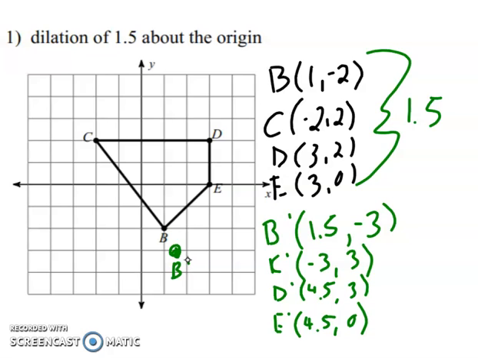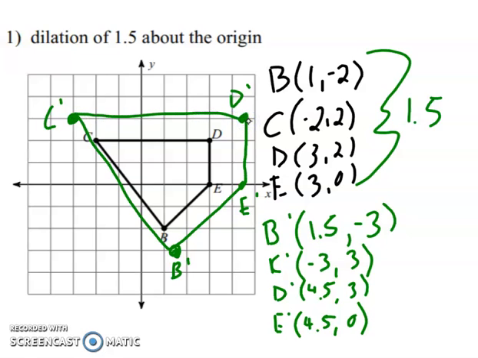For C prime, -3, comma 3. For D prime, we get 4.5, comma 3. And then for E prime, 4.5, comma 0. And now we just connect. Notice how all of the vertices have the apostrophe or prime. That means a transformation has occurred. All right, sweet.